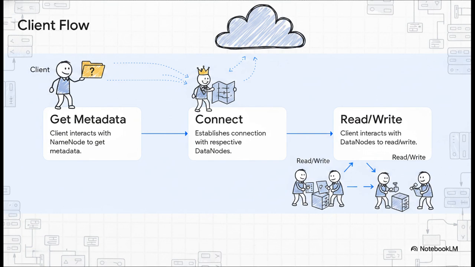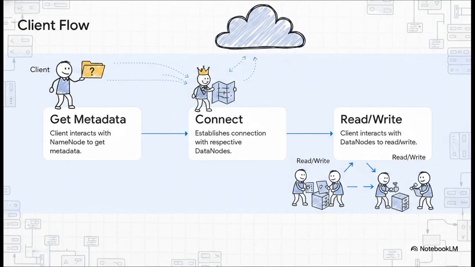When a client wants to read or write a file, they don't just blindly start dumping data. First, the client application reaches out and contacts the name node. Why? Because it needs the metadata. It needs directions. Second, the name node responds with the specific data node block locations. Third, armed with those locations, the client establishes a connection straight to those respective data nodes. And fourth, the client reads or writes the data directly to those workers.